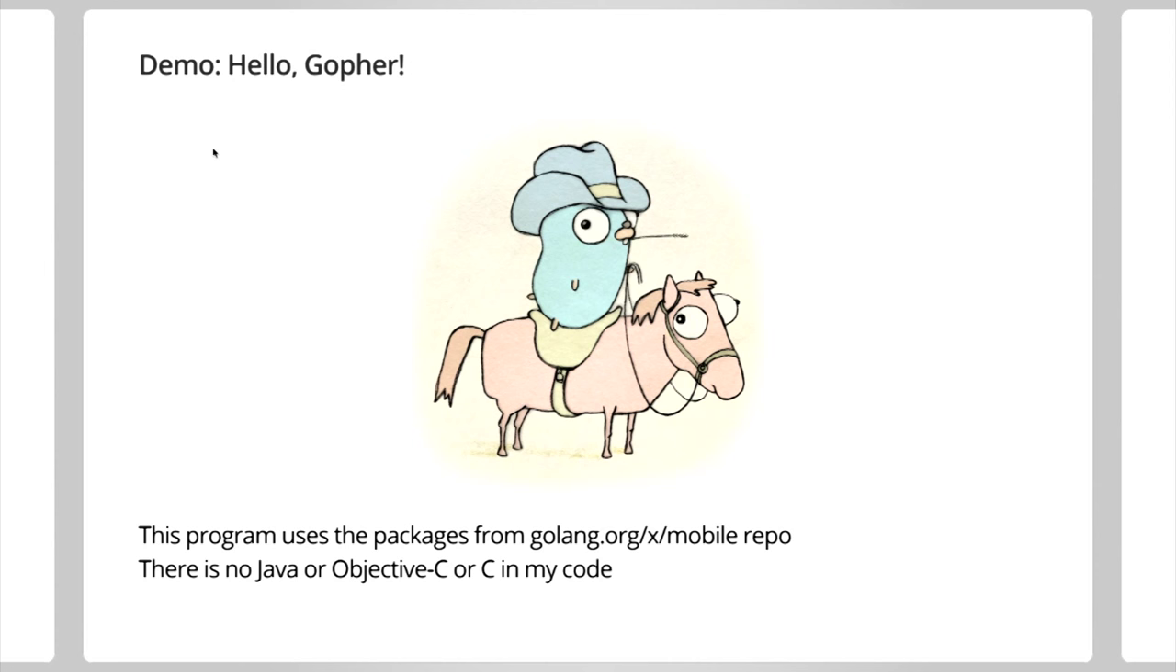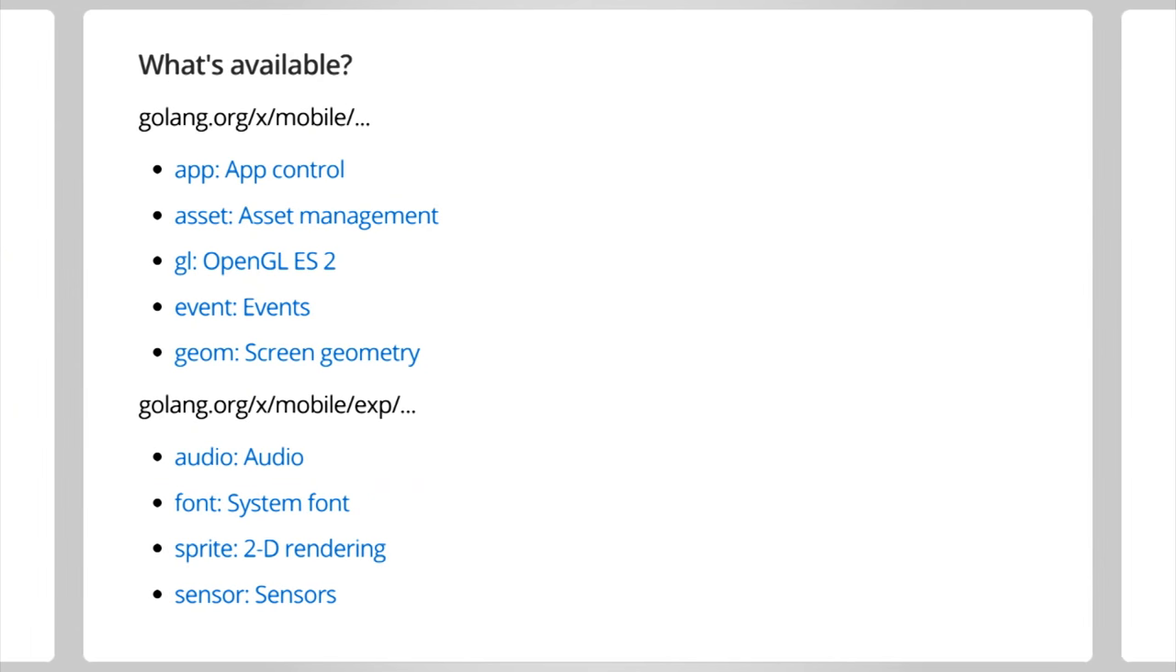So this is less than 200 lines of code that uses the packages from the mobile sub-repository and the standard image library. And I don't use any Java, Objective-C, or C in my code. You can do this. Currently, what is available in the mobile repository: app control, asset management, OpenGL, event, screen geometry. And under the experimental directory, we are experimenting with audio, including OpenAL binding, and system font 2D rendering sensor. Now the list is growing.